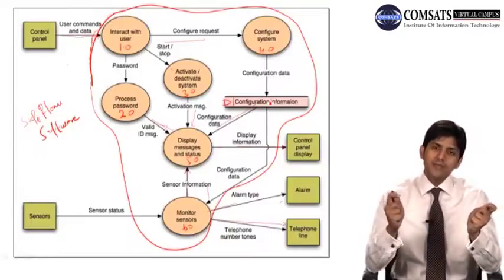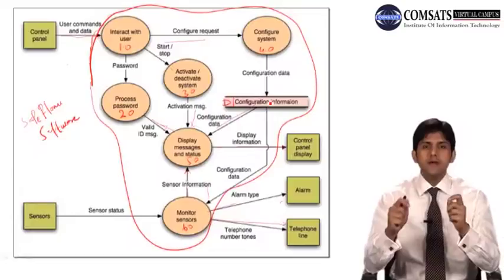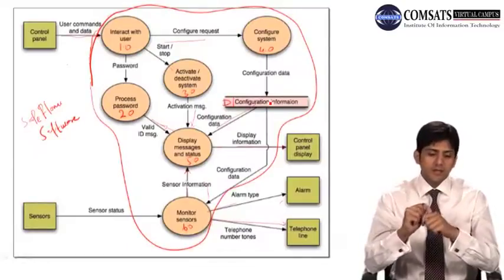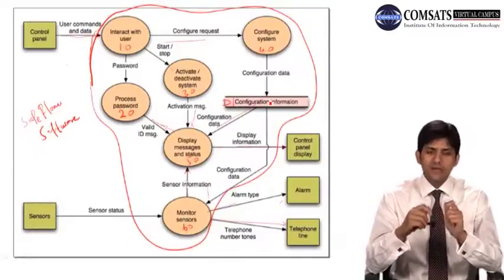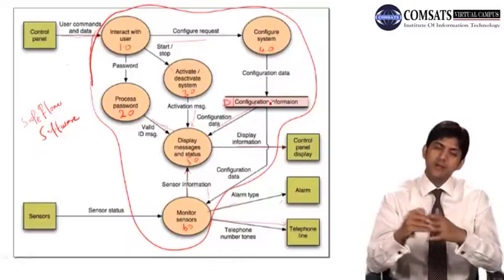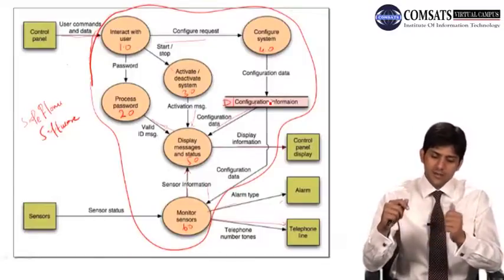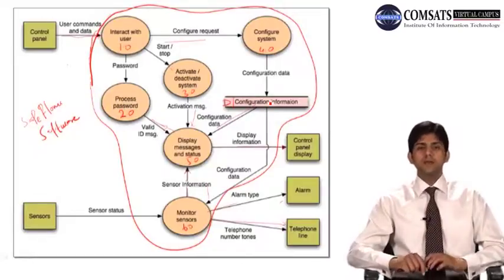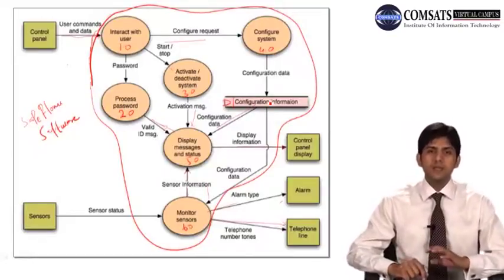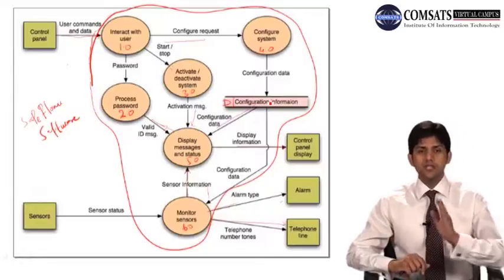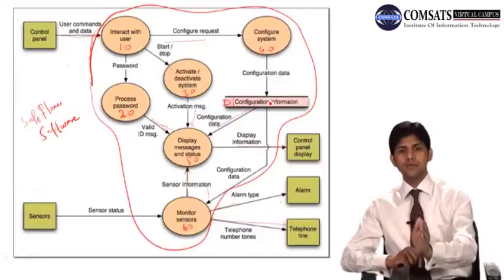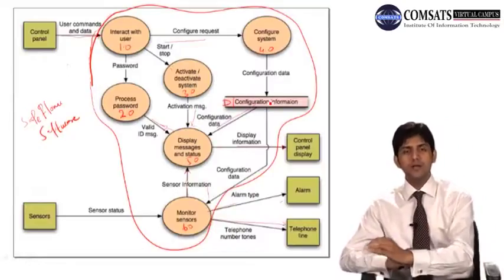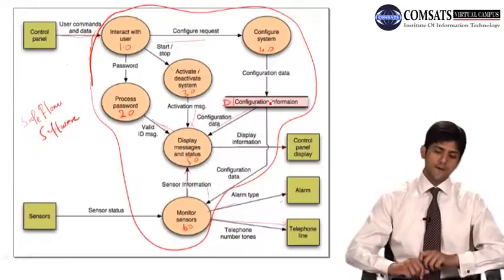And if you look at the data flows, then you can see these are either nouns and adjectives. For example, you have password, you have start and stop, you have configure request, you have valid ID message and activation message, sensor information. So you can actually see that none of them are verbs, because they cannot be, because we are interested through these flows. We want to know what data is flowing into a process or what data is going out of a process, okay. So that's what we are interested in.